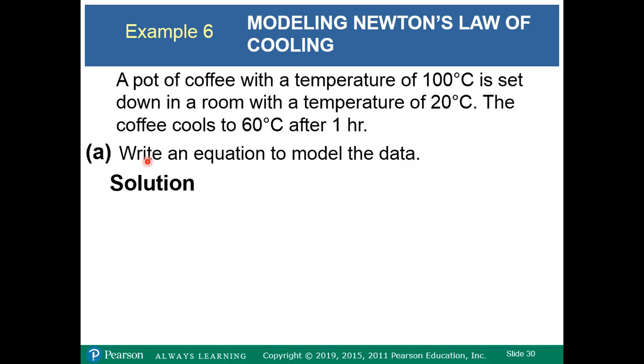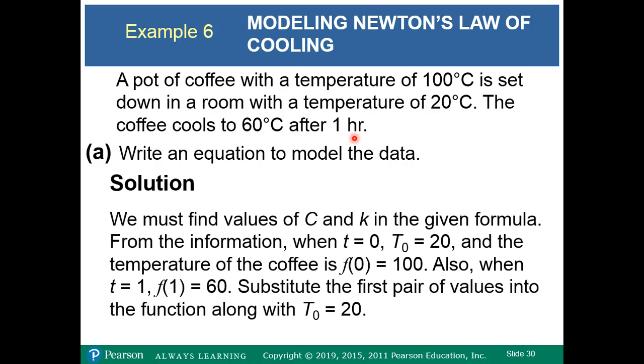So it says write an equation that models the data. It says a pot of coffee that's at 100 degrees Celsius is set down in a room that's 20 degrees Celsius. The coffee cools to 60 degrees after 1 hour. So let's use this information to write an equation that models the data. We're going to have to find the values of C and k in the given formula, and that'll tell us what the model is going to look like.